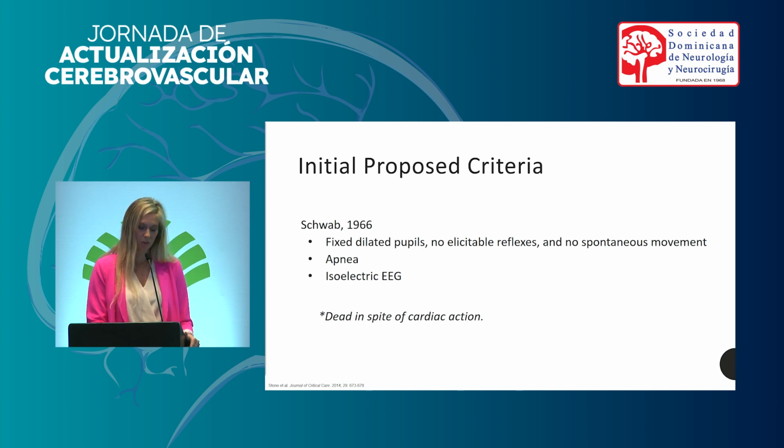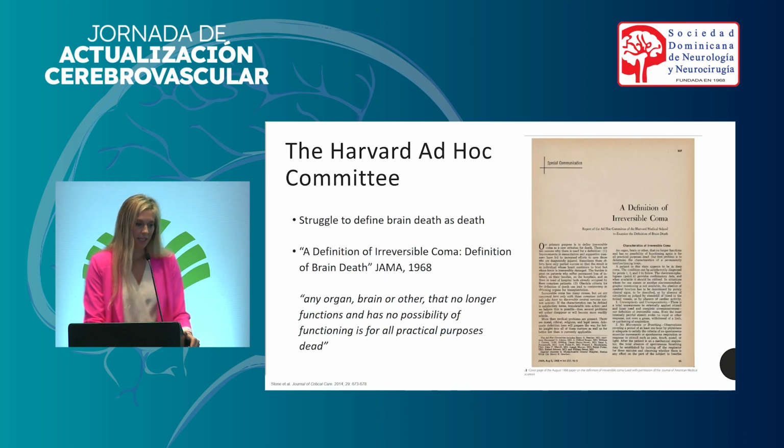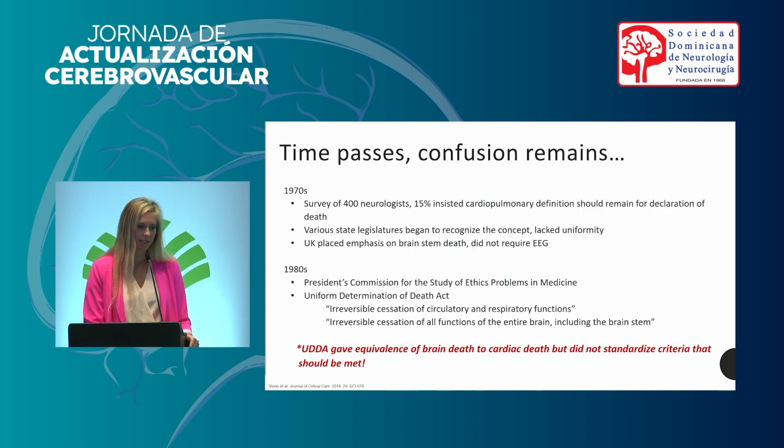So this was the initial proposed criteria. In 1968, this was published in JAMA, the Journal of the American Medical Association, as a definition of irreversible coma, a definition of brain death. And the wording they used is: any function, brain or other, that no longer functions and has no possibility of functioning is for all practical purposes dead. So this was published in 1968.